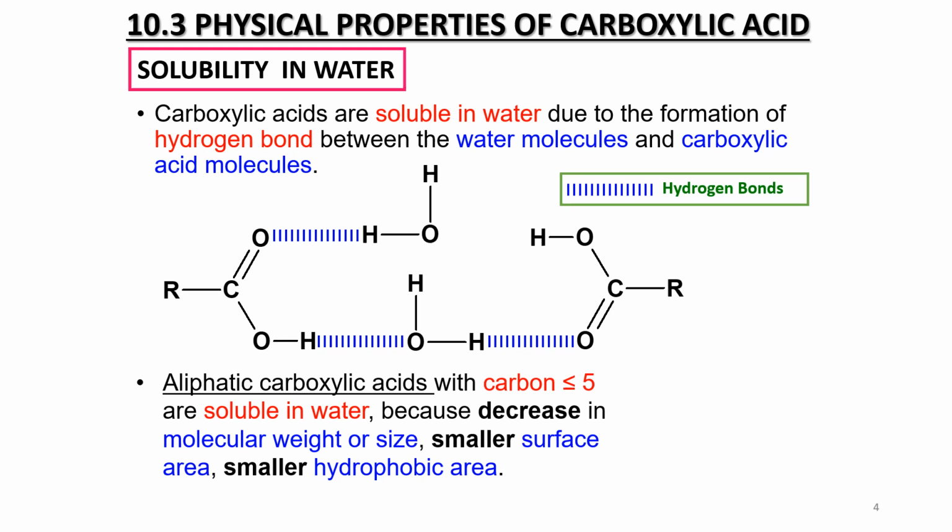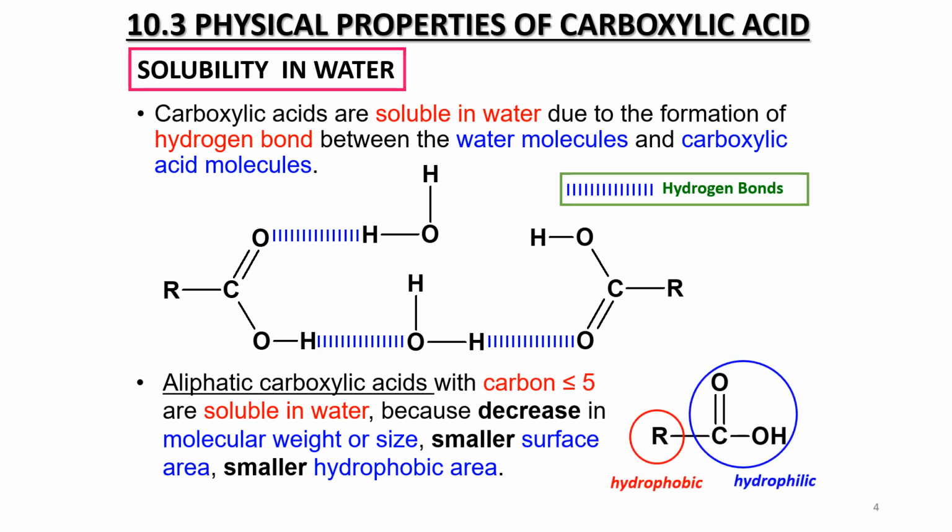And then aliphatic carboxylic acid with carbon less than or equal to 5 are soluble in water because the decrease in molecular weight or size will have smaller surface area, and what happens, it will have the smaller hydrophobic area.